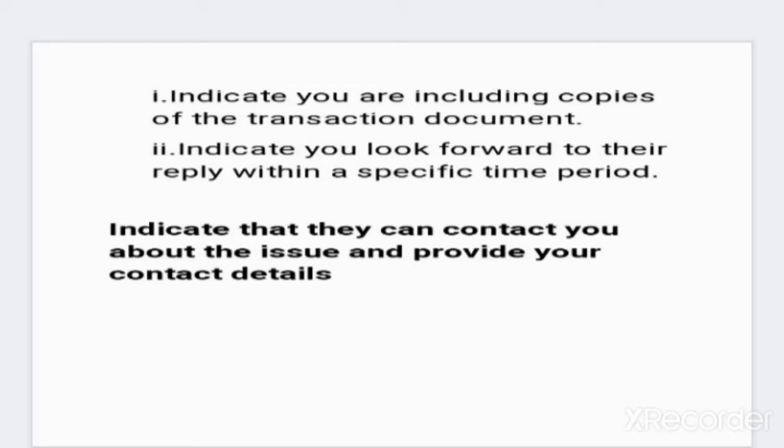Then, indicate when they should reply to you, what the time period should be, and that you look forward to the reply within a specific period of time. Indicate that they can contact you about the issues and provide your contact details. Very important. Your contact details are very important.